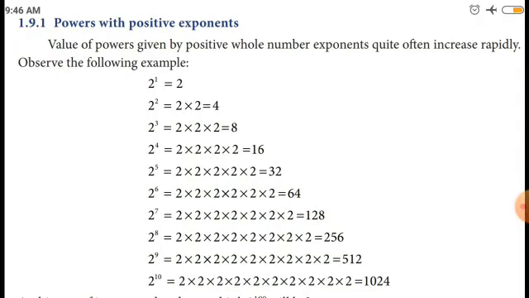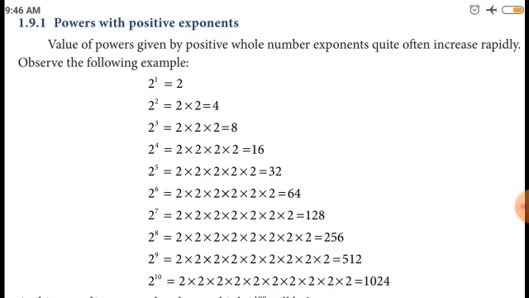Next, powers with positive exponents. Powers of positive numbers. The value of powers gives a positive whole number. Exponents could often increase repeatedly. Observe the following examples.